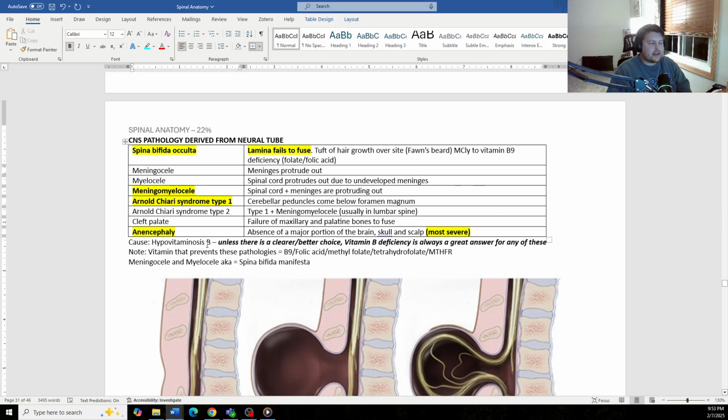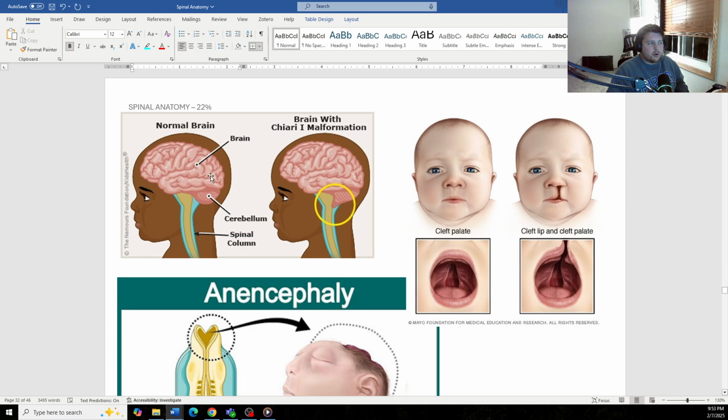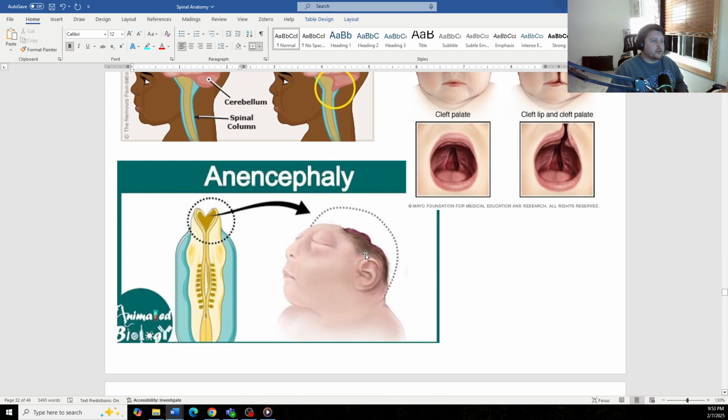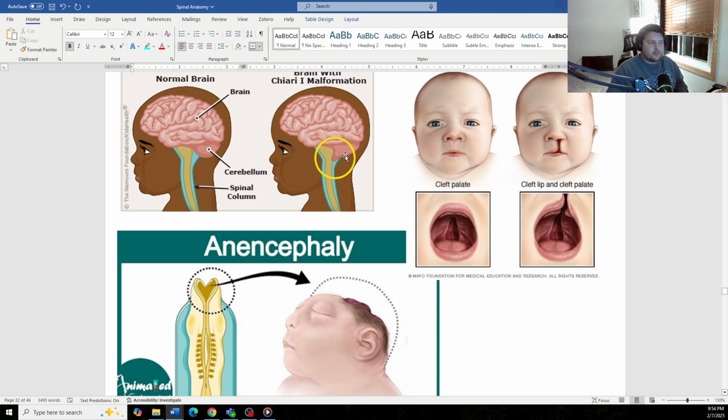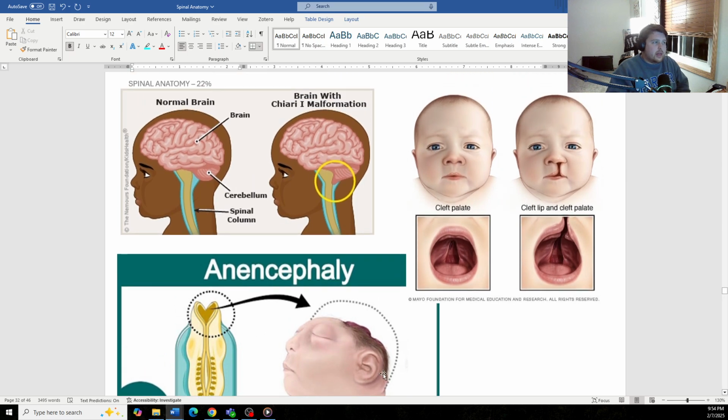Finally, last one, anencephaly. This is the absence of a major portion of the brain, skull, and scalp. This is one of the most severe cases. This is essentially the entire top of the brain, the entire cerebrum of the brain did not develop. So it was left open. It did not develop. So you have some cerebellum and you have brainstem activity. So this individual can still breathe a little bit. They're not super well. They often do not survive very long outside of the womb. However, this is a condition where they're going to be born missing that top portion of the brain.